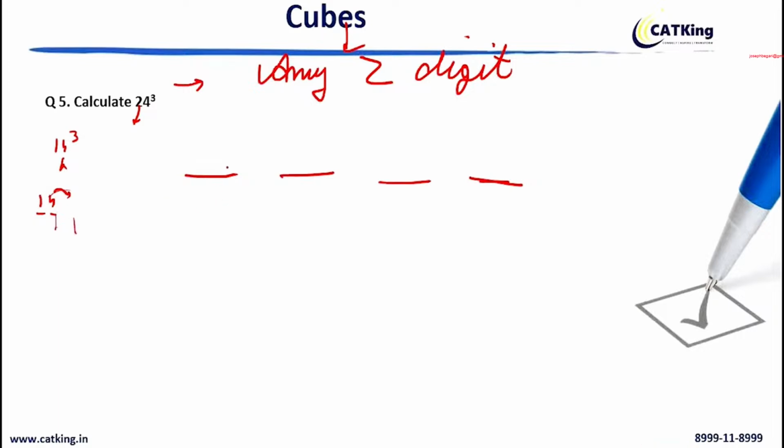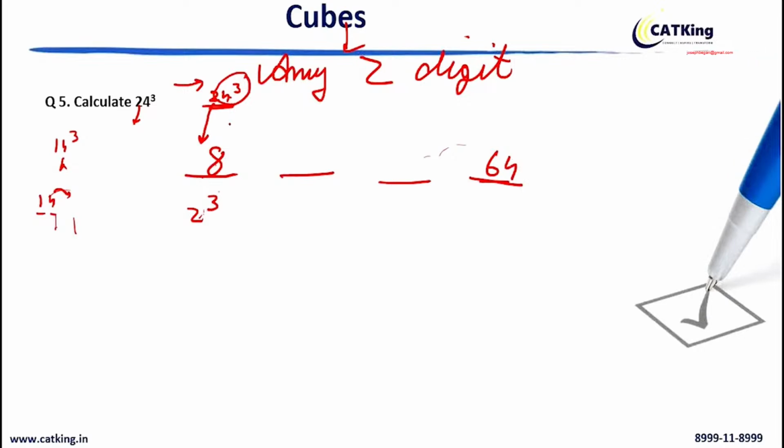Here what you will do is, this is 24 cube, right? This is not starting with 1, correct? So what you will do is, you will take 2 cube first. This will be 2 cube, which will be 8. The first digit will be 2 cube, which will be 8, okay? The last will be 4 cube, okay, which is 64. Just listen to me carefully.